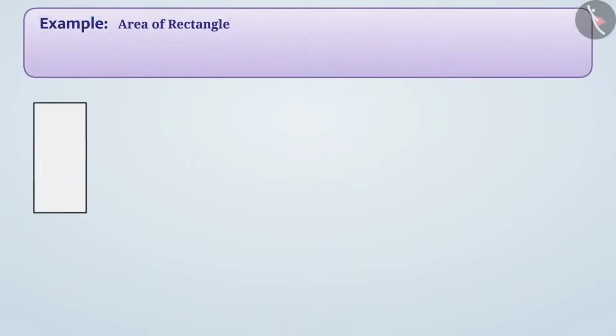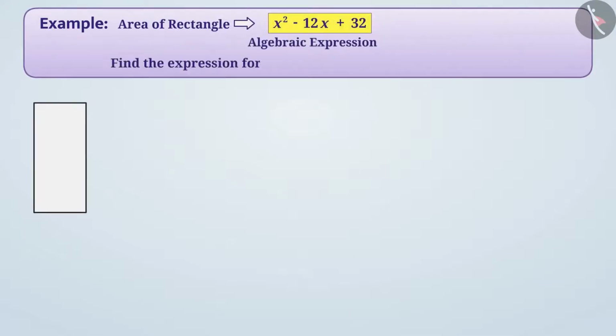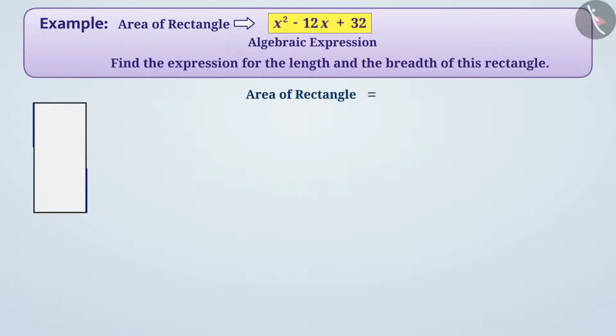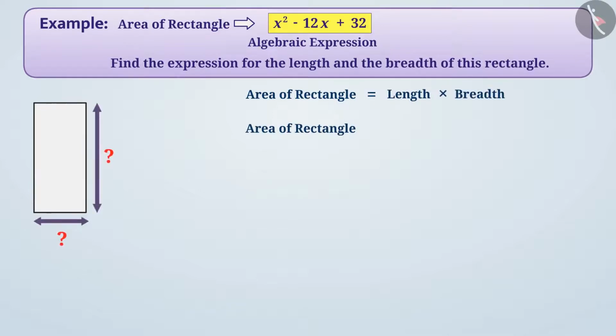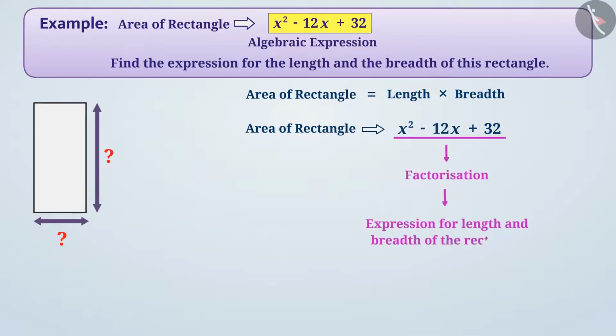The area of a rectangle has an algebraic expression. Find the expression for the length and the breadth of this rectangle. We know that the area of a rectangle is length multiplied by breadth. Here, the area of the rectangle is given in the form of the algebraic expression x square minus 12x plus 32. If we factorize it, we will get an expression for the length and breadth of the rectangle.